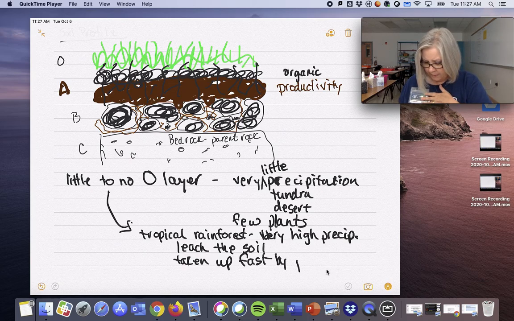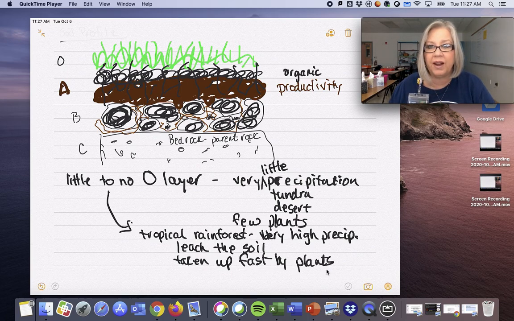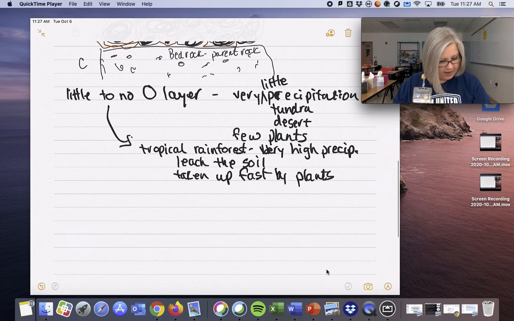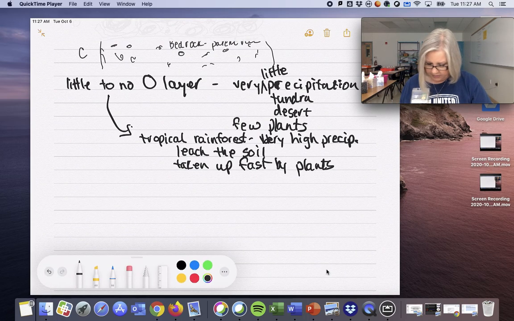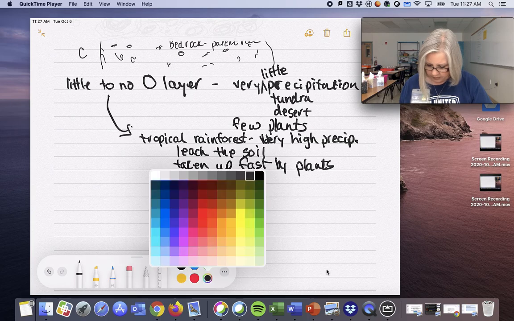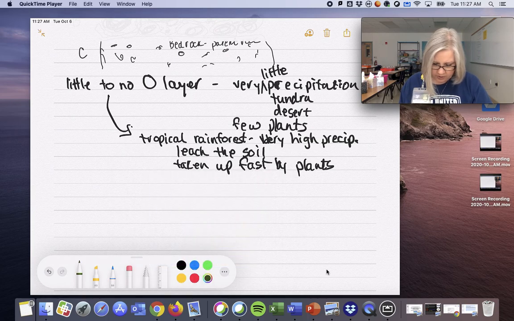By plants. So it's like abundance of riches, right? You have too much, and then your soil is going to become depleted or poor. Okay, what about the ones that have lots of organic material? Okay, so let's go over here.